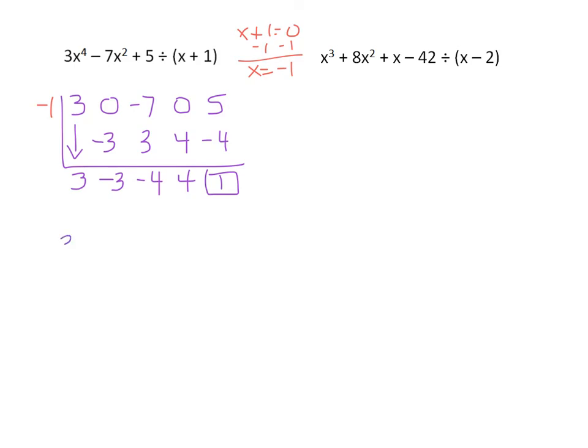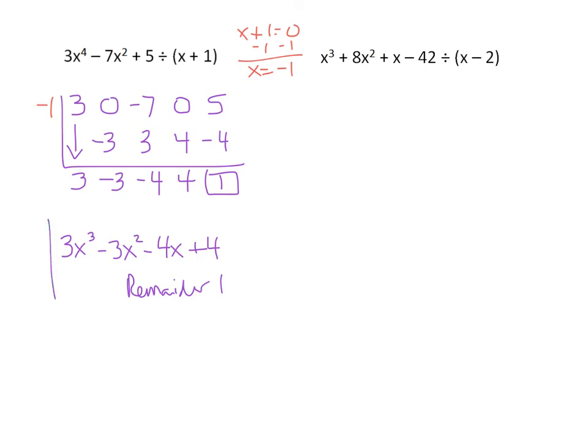So we have a 3 as the leading coefficient right here, and if this is an x to the fourth right here, this will be x to the third. All right, and now we write minus 3x squared minus 4x to the first plus 4, and then our remainder, and I will write that down here, is 1.